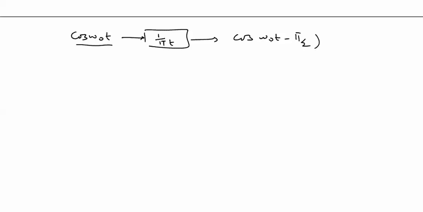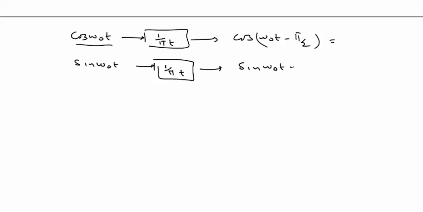If someone applies cos omega naught t to a Hilbert transform 1 upon pi t, what will be the result? Cos is shifted by minus 90 degrees. If we apply sine over here, what will be the result? If cos is shifted by minus 90 degrees, sine will also be shifted by 90 degrees. A 90 degree shift means moving into this quadrant. Originally it was in this quadrant, and after the 90 degree shift it is in this quadrant. In this quadrant, what is the value of cos or sine?